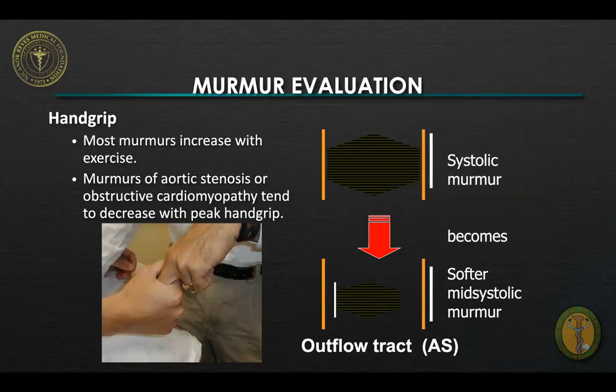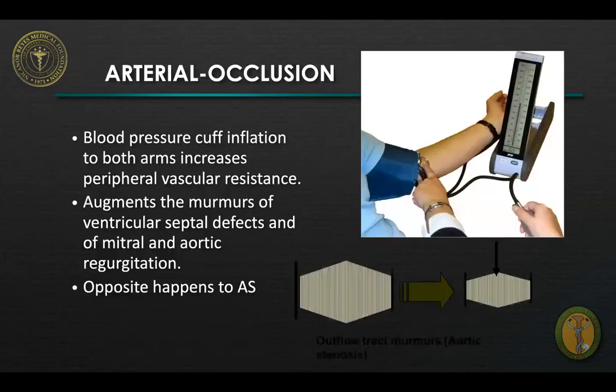During the handgrip maneuver, most murmurs increase with exercise. Murmurs of aortic stenosis or obstructive cardiomyopathy tend to decrease with handgrip. With arterial occlusion, wherein a blood pressure cuff is inflated on both arms, peripheral vascular resistance increases. This augments the murmurs of ventricular septal defects and of mitral and aortic regurgitation. The opposite happens in aortic stenosis.